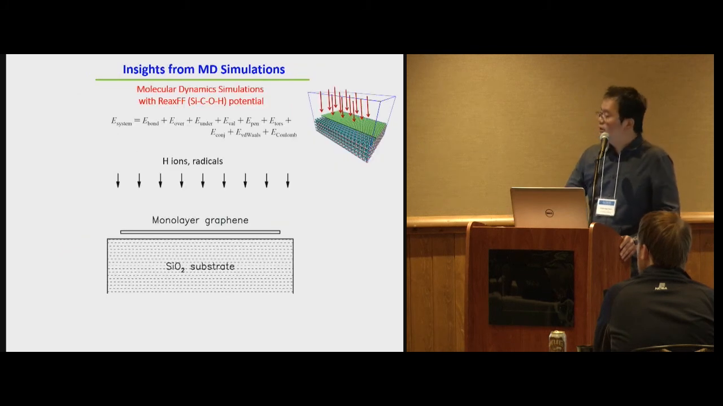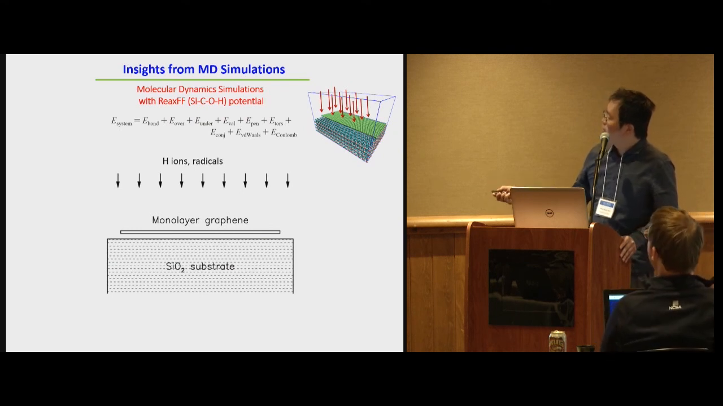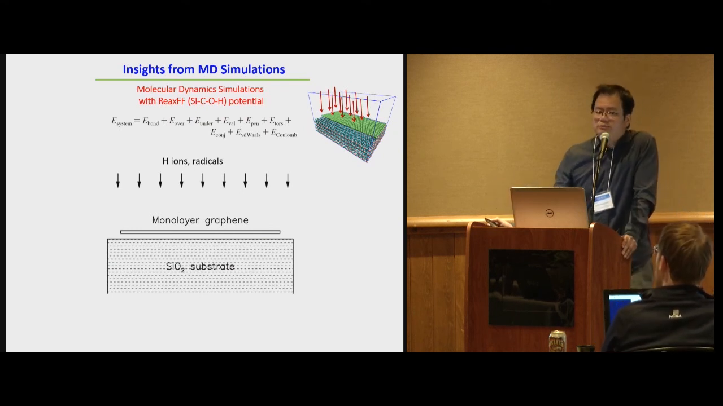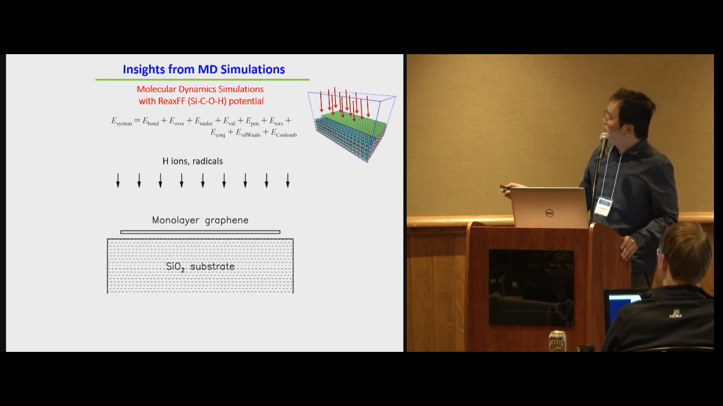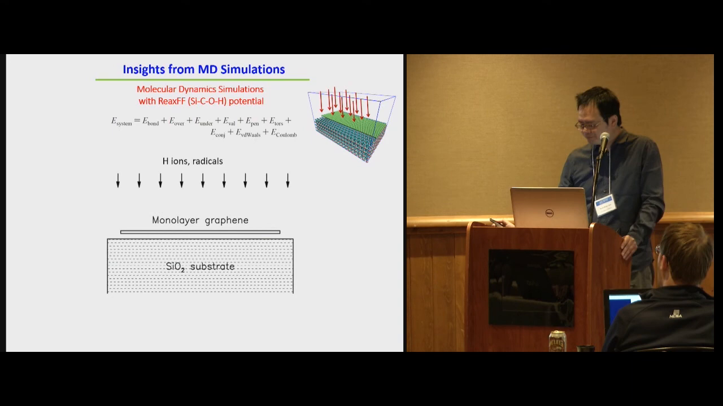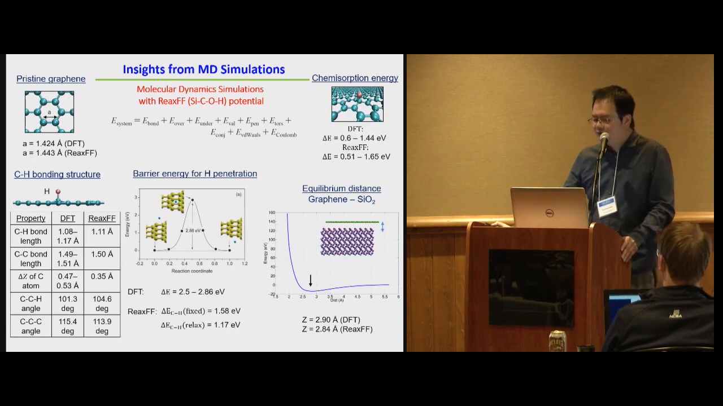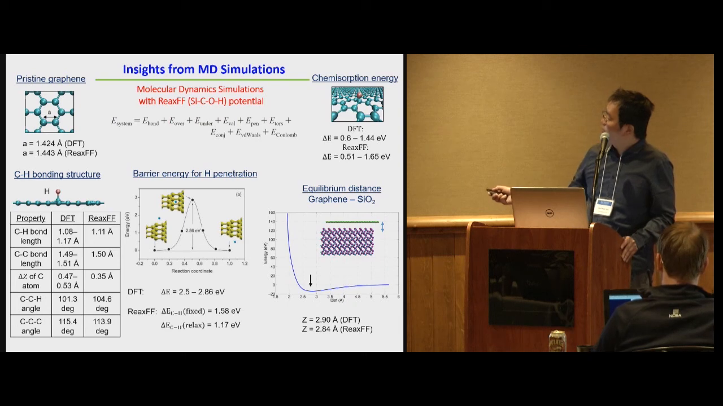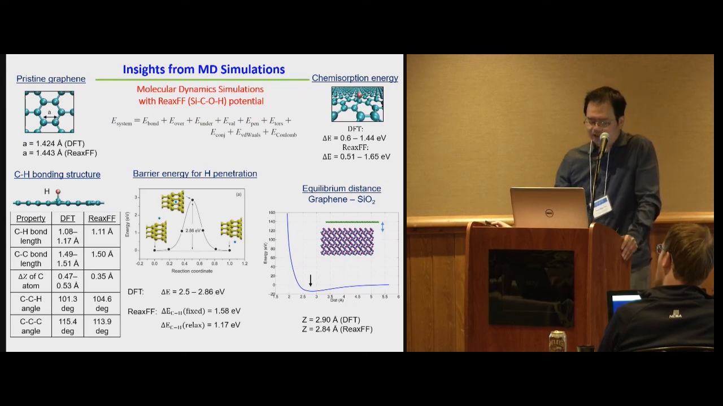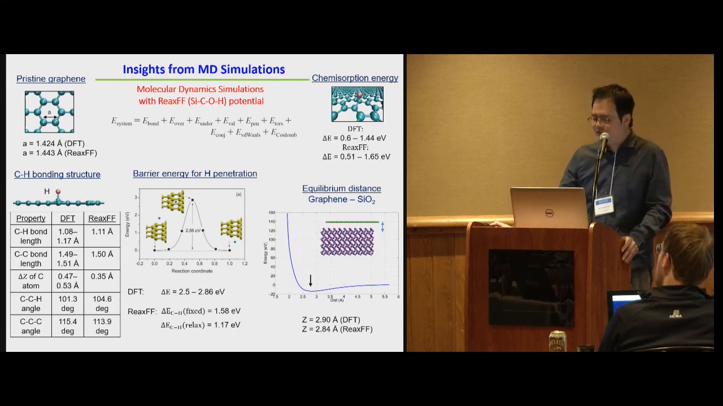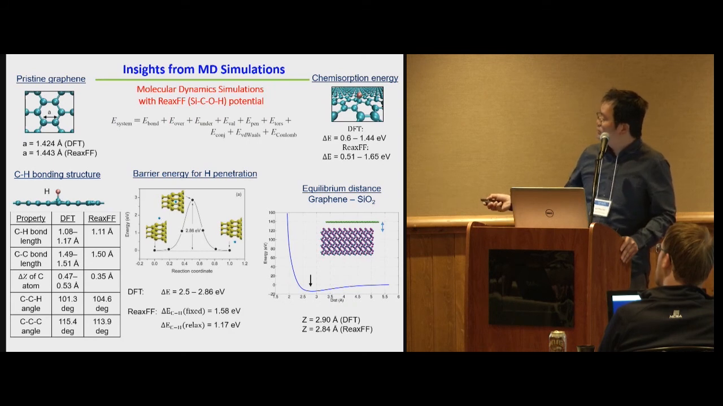For that, we turn to computations performed on Blue Waters. We use molecular dynamics simulations with the reactive force field potential. This force field potential can account for the interactions between silicon, carbon, oxygen, and hydrogen atoms. This potential has been shown to be pretty reliable when it comes to modeling pristine graphene. We get a very accurate lattice spacing. When we compare our results against density functional theory, we get a very good CH bonding structure, in the sense that we get a very accurate CH bond length, carbon-carbon bond length, and so on and so forth.